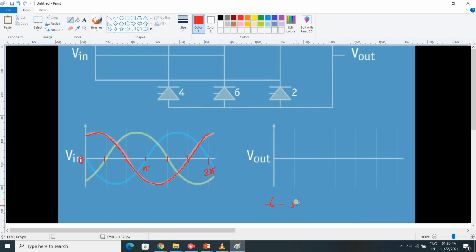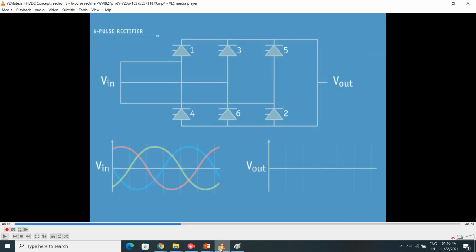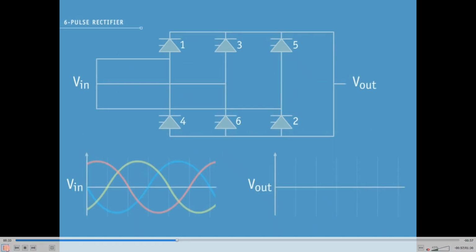Now see, the complete cycle is divided into 6 segments. This is because we are working with 6 pulse. That means for every cycle we have 6 pulses of rectification. Now this yellow phase is also starting from 0 to 2 pi. This is one complete cycle. The span of one complete cycle is from here to here, and the total span 2 pi is divided into 6 segments: 1, 2, 3, 4, 5, 6.